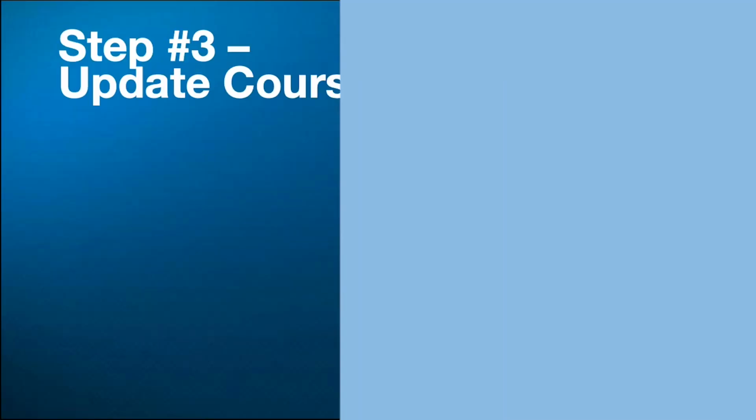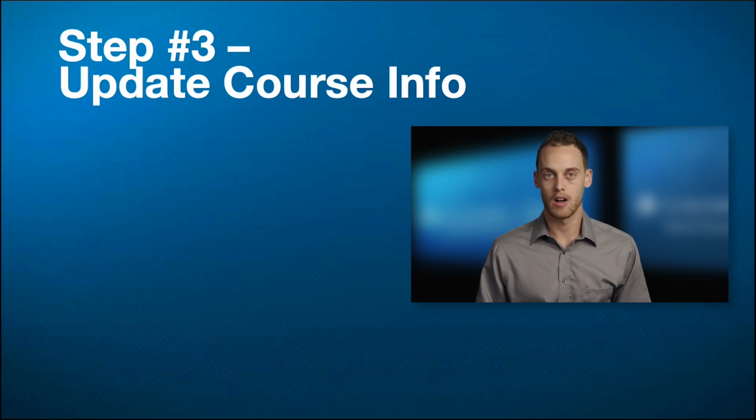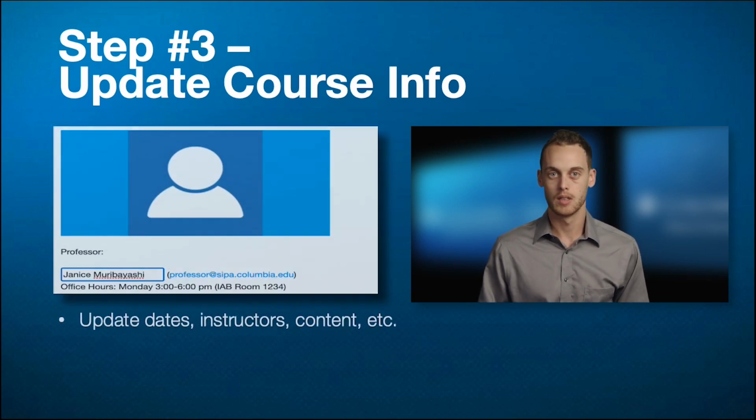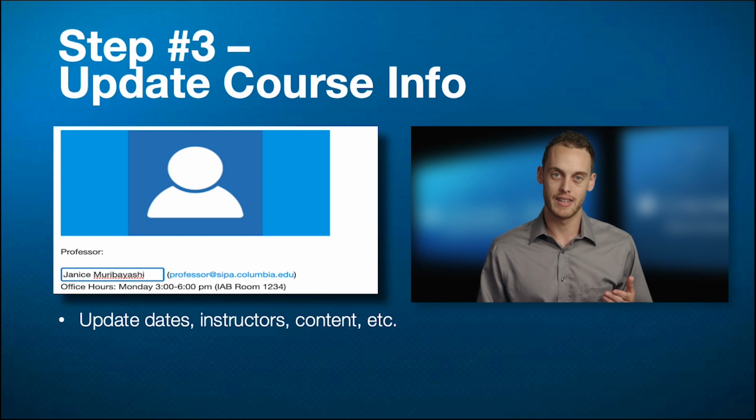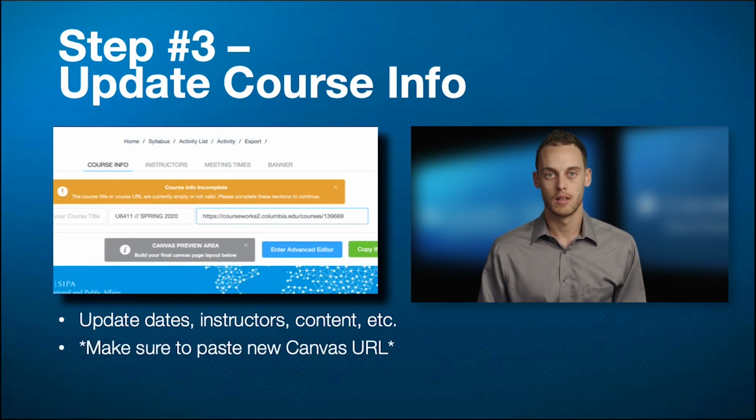Once we've done that, we're going to go ahead and make all the necessary updates we need to. You can do things like update the dates of assignments and classes, change out instructors, add new content, delete content, whatever it is you need to do. In addition, we're going to want to make sure to go to the home page of the course builder and add that Canvas URL that we copied in from before. Go ahead and paste it in there.